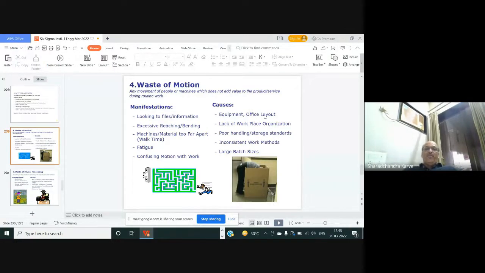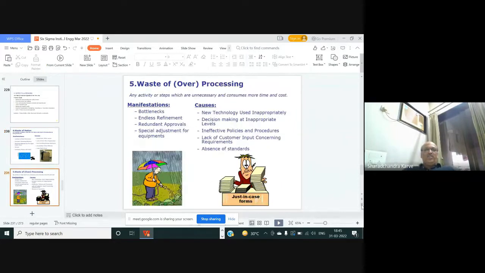So equipment and office layouts are not properly placed, so somebody has to go from one place to another, which is very time consuming and unnecessary, creates fatigue, which is a waste of motion. Inconsistent work methods is also an example of waste of motion.